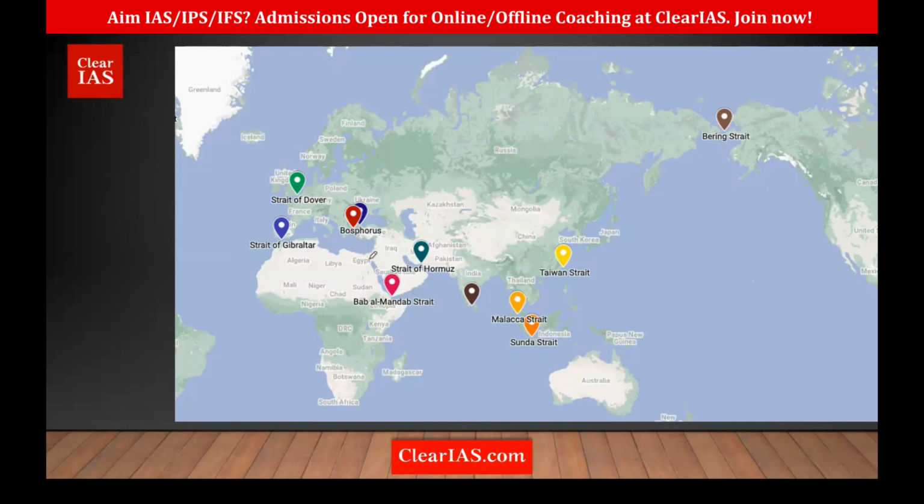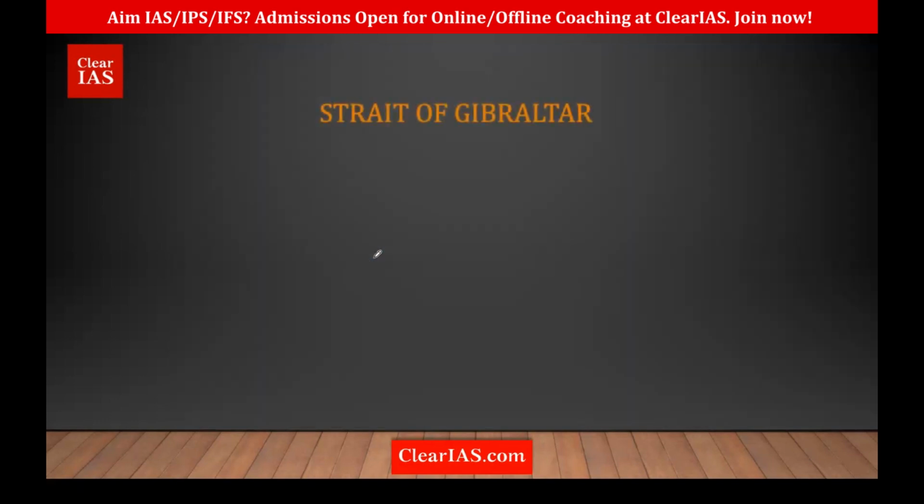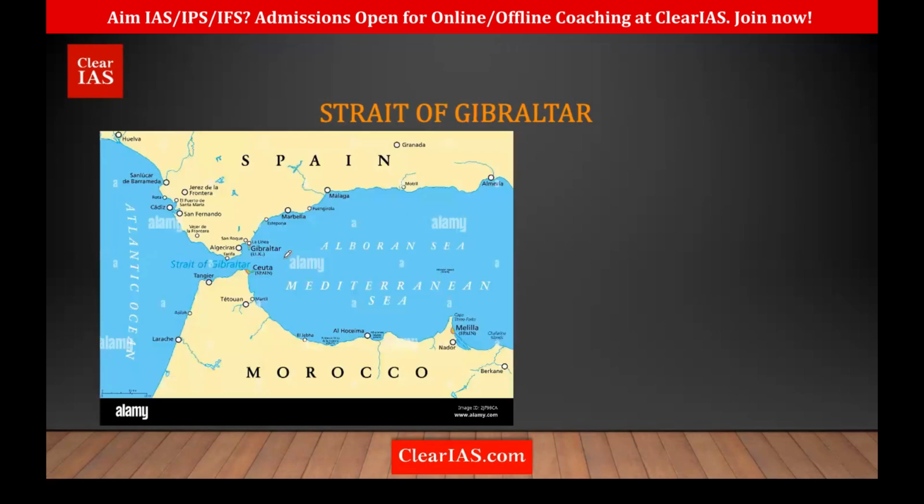It was going through the Suez Canal, and even now it is very significant because I think more than 80% of the trade in the world happens through this route. Now we'll see the Strait of Gibraltar. So this is the Strait of Gibraltar. You can see, right?